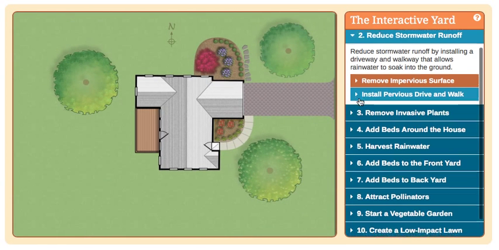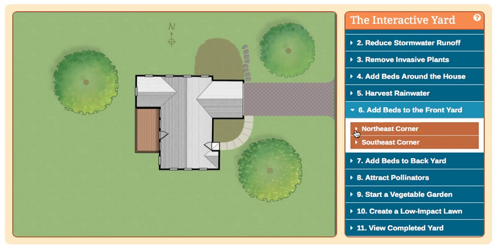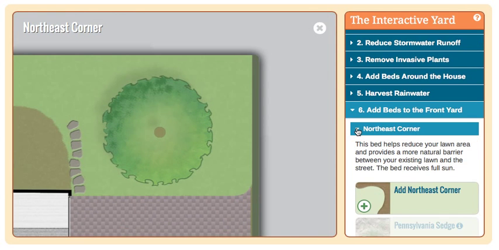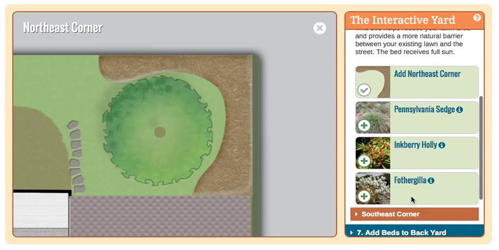So largely what you'll be doing in this case will be adding beds to the yard in which you can plant native plants or plant species that attract pollinators such as butterflies and honeybees. So as you saw, I clicked on the bed itself and it automatically added it to the yard.